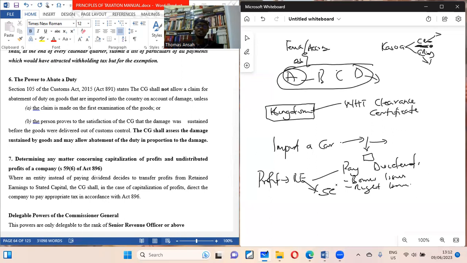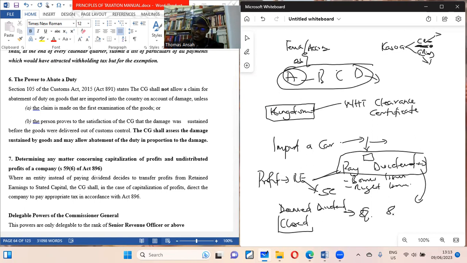Now, the Commissioner General has the power to declare what we call deemed dividends, especially when you're a closed company. A closed company is a company that has a minimum of up to 5 members. All right. So, deemed dividends. He will force you to have an amount paid as dividend, and they will withhold tax of 8%. But if instead of paying dividend, the shareholder uses that part of the dividend to buy shares, so that there is an addition to stated capital, there will be stamp duty of 0.5% to be paid.